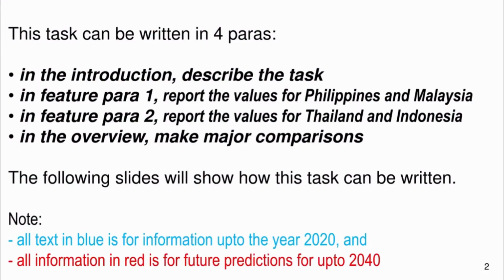Now this task can be written in 4 paragraphs. In the introduction, describe the task. In feature para 1, report the values for Philippines and Malaysia. In feature para 2, report the values for Thailand and Indonesia. And in the overview, make major comparisons. The following slides will show how this task can be written.